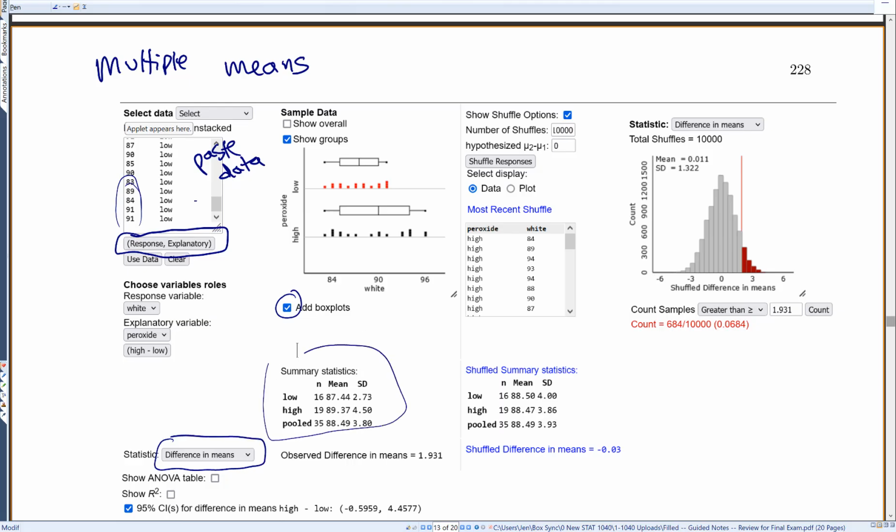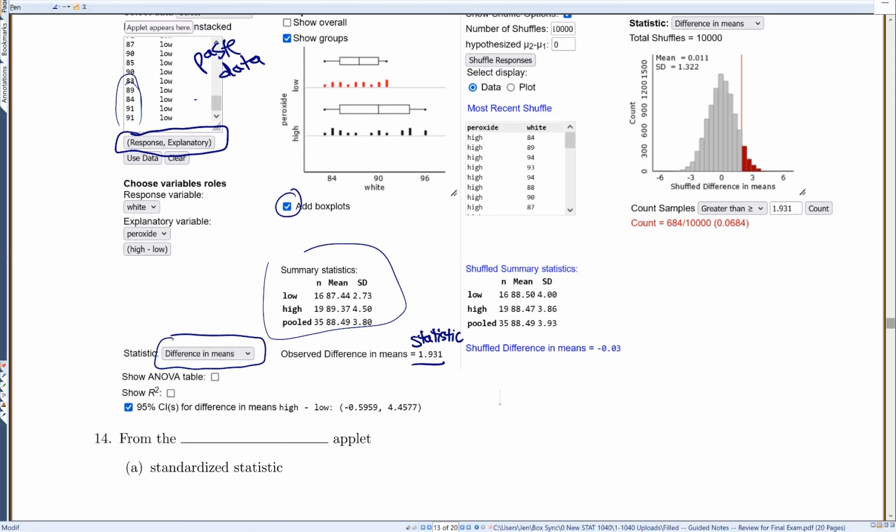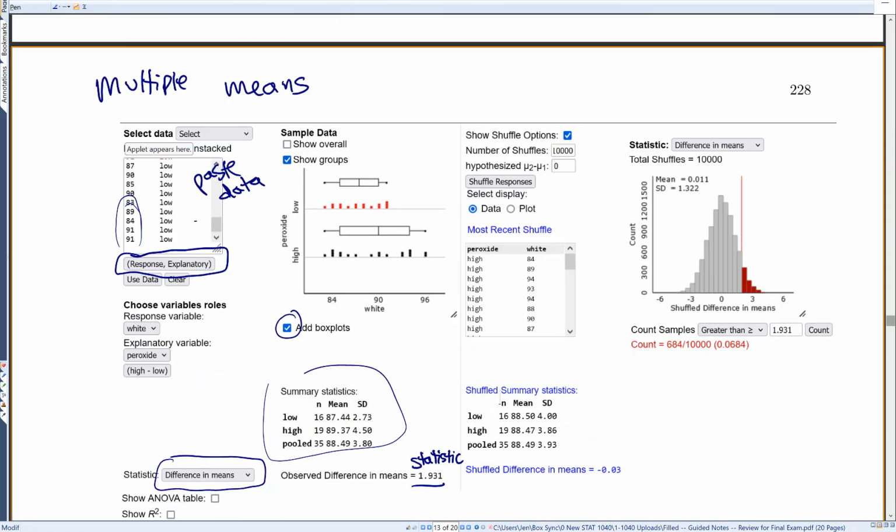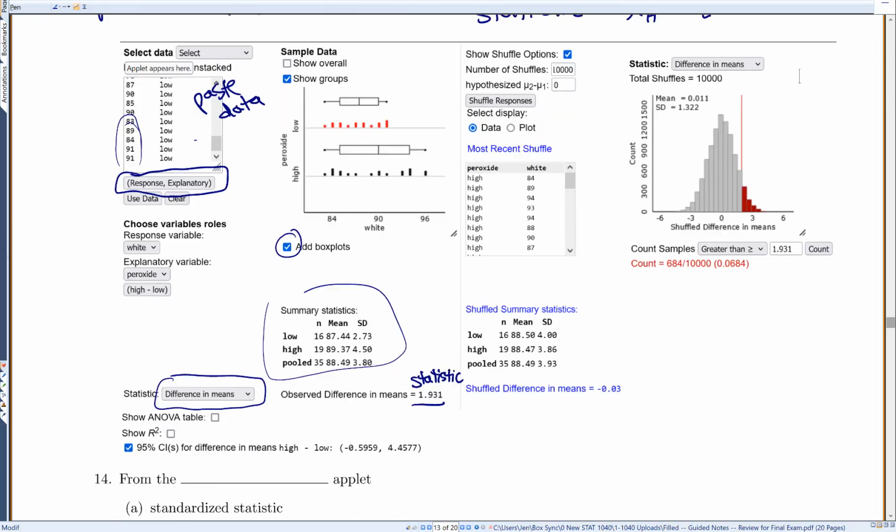Here's your summary statistics. Again, pooled just means it puts everything together and finds the overall mean and SD. Okay, this is your statistic, the difference in your sample means. So I don't think we wrote that anywhere on this problem yet. Our statistic is X bar for the high group minus X bar for the low group, and it is 1.931.